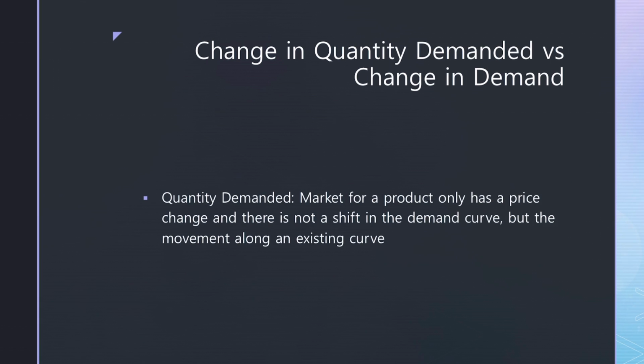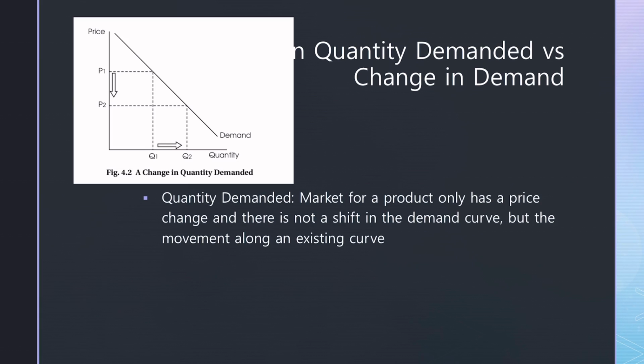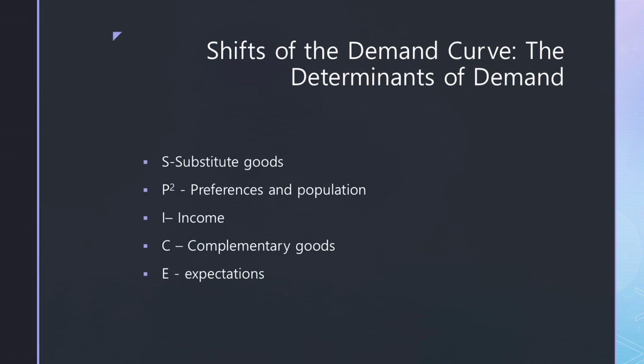However, if you look at a change in demand, then you are talking about the curve itself shifting. Like this. So if you see here, we have P1 and P2 and Q1 and Q2. If a point moves from P1, Q1 to P2, Q2, that is called a change in quantity demanded.